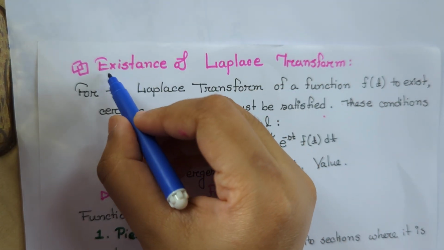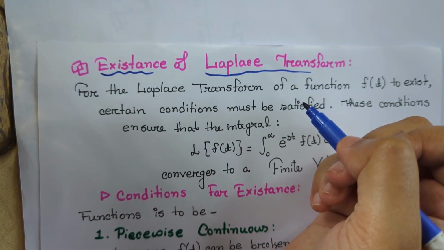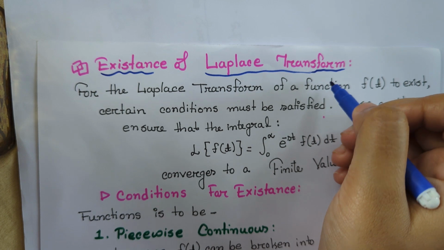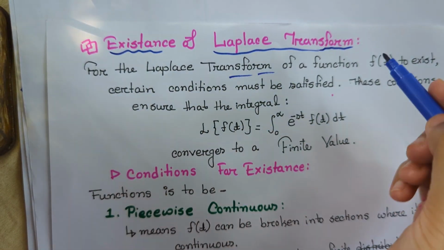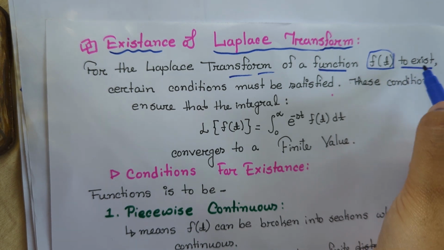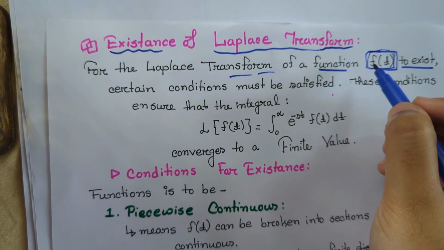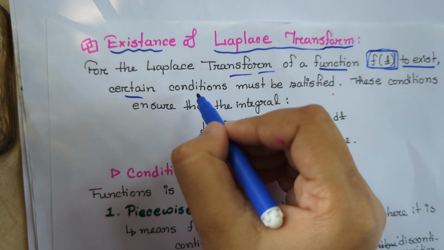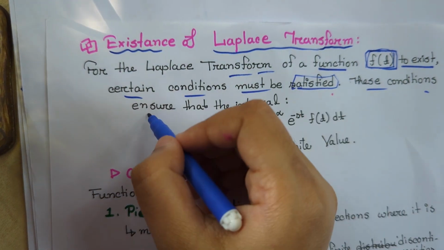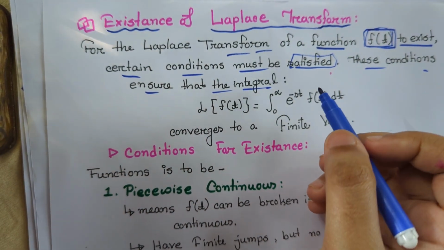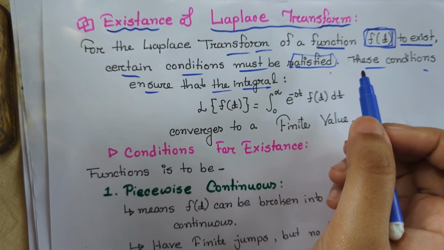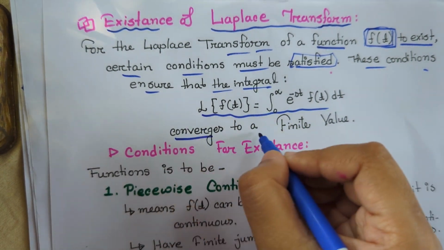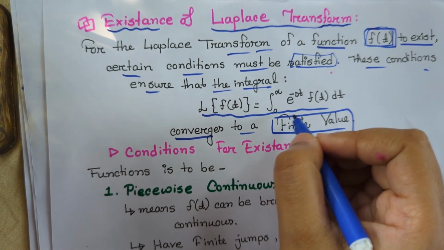Now let's see another important topic, existence of this Laplace transform. This Laplace transform does not exist for every given function. Let's see the conditions for this Laplace transform. For the Laplace transform of a function f of t to exist, f of t must satisfy certain conditions. These conditions ensure that the integral, the basic formula of our Laplace transform, converges to a finite value.